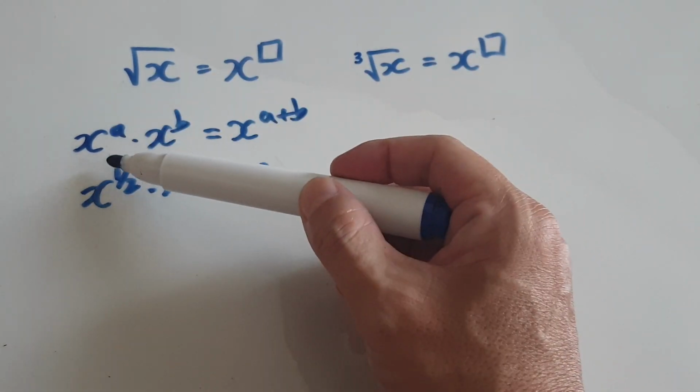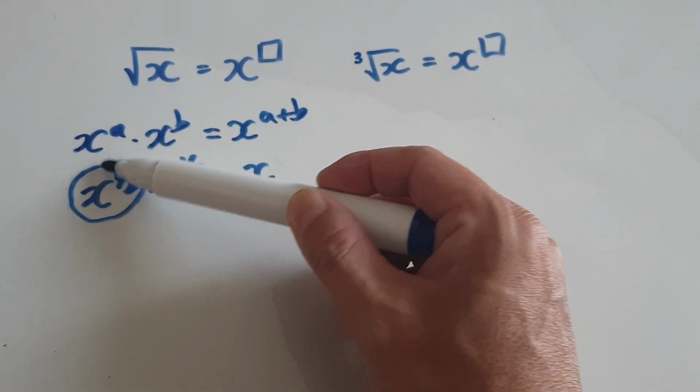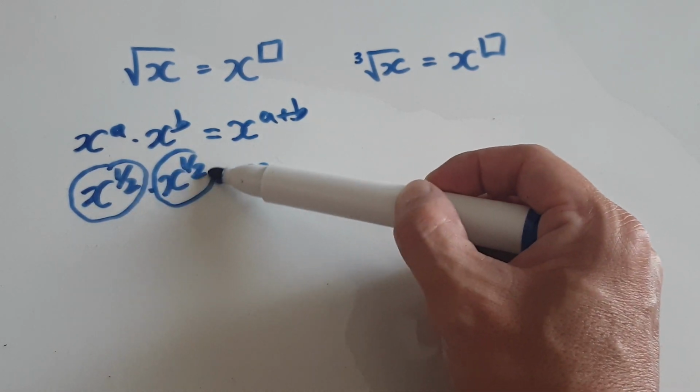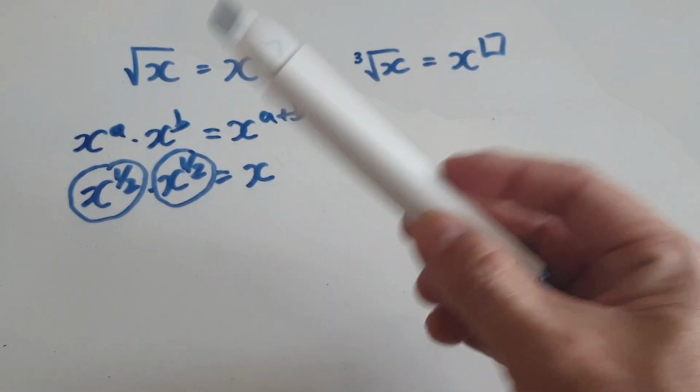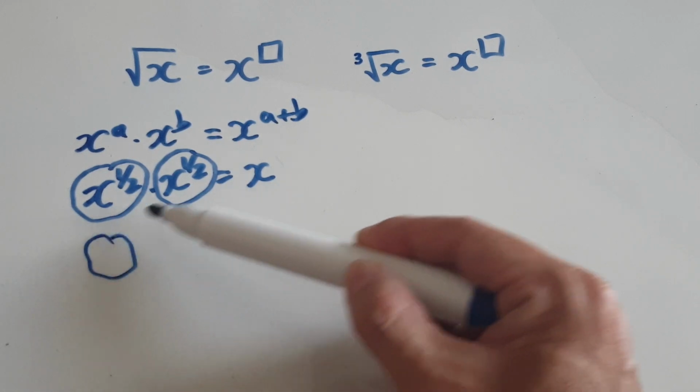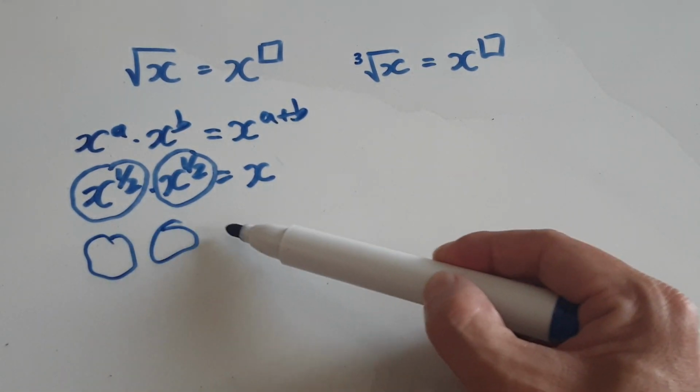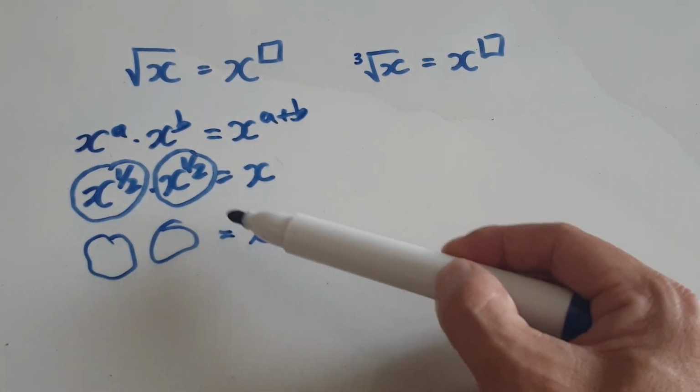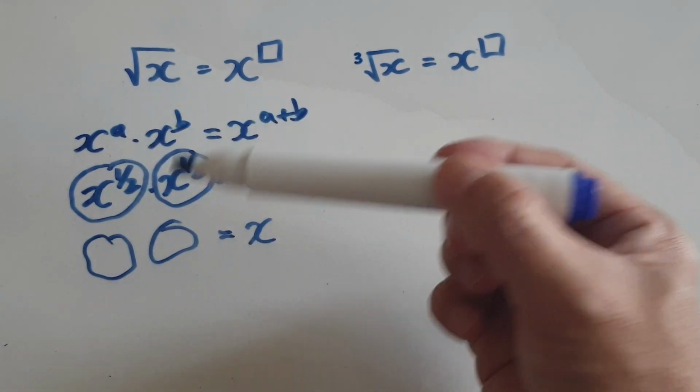So we don't really understand what it means to have a power of a half. We don't really know what it means to have x to the power of a half, but it's going to be something times by its exact same self to give you x. So really, x to the power of half is really the square root of x.